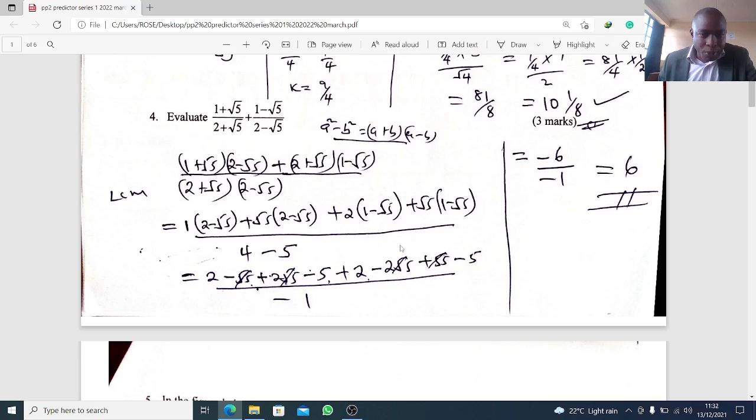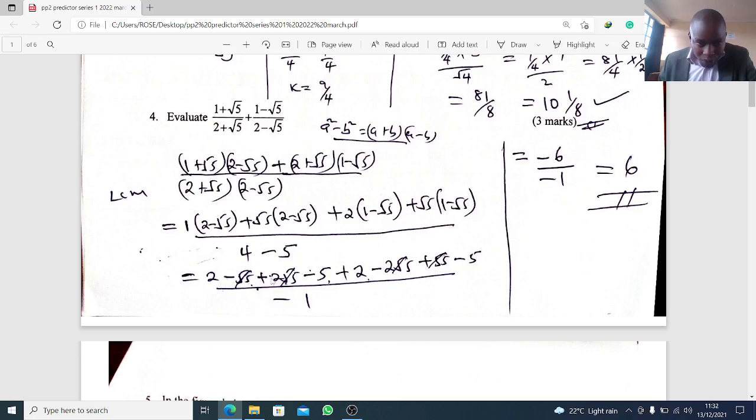Then you open the bracket. That is, this times this is 2. 1 times root 5 is root 5. That is 2 minus root 5. Then plus 2 root 5. Then minus root 5 times root 5 is 5. Then plus 2. Then minus 2 root 5. Then plus root 5. Then minus root 5 times root 5 is 5.